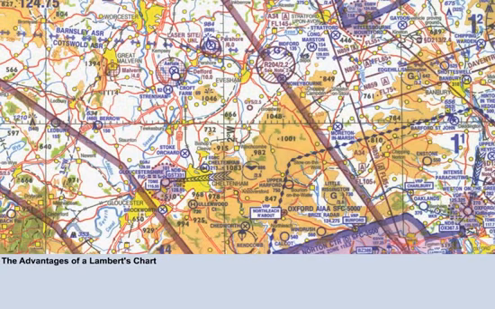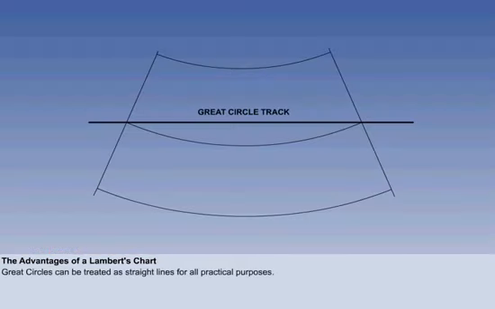We have now examined both the Mercator and the Lambert's chart properties in some detail, and can see that the Lambert has both advantages and disadvantages. Looking at the positive side first, let's consider its advantages. The first is that great circles can be treated as straight lines for all practical purposes. As we said earlier, this is useful when flying with equipment that steers us on great circle tracks.